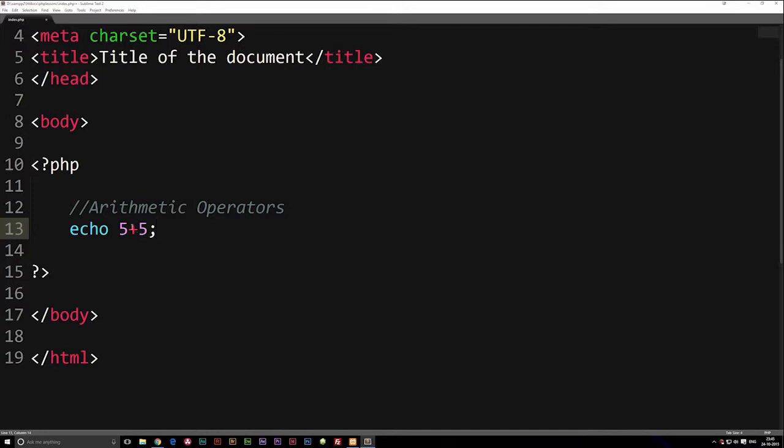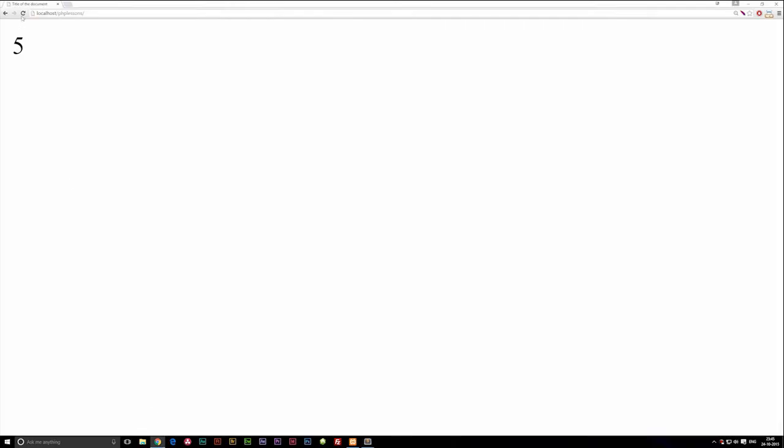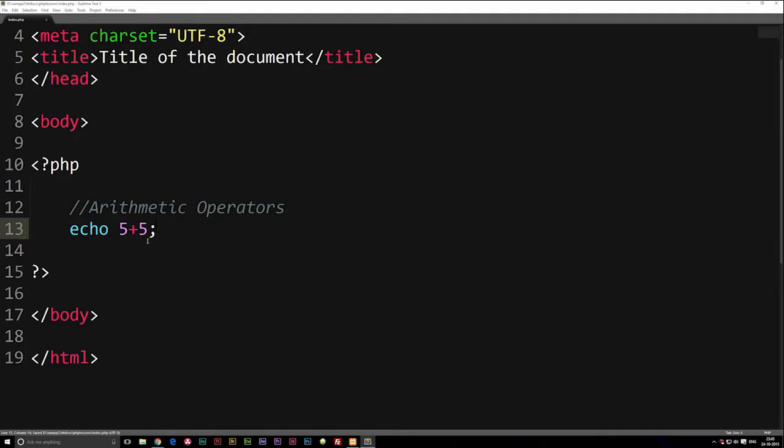So it's basically the math operators that we use inside math. So right now we can add 5. If I refresh, we get 10. So we can use plus symbols, we can use minus symbols, we can also divide by writing a slash, and we can also multiply by writing the star.